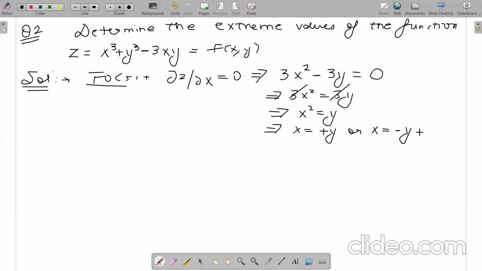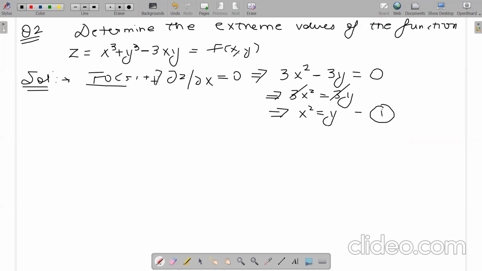Let me correct myself. I think I wrote the opposite. x square equal to y means the following. So let me leave it here only for right now. Let's not simplify it. We'll simplify it when the second condition also comes. Let's call this equation 1.